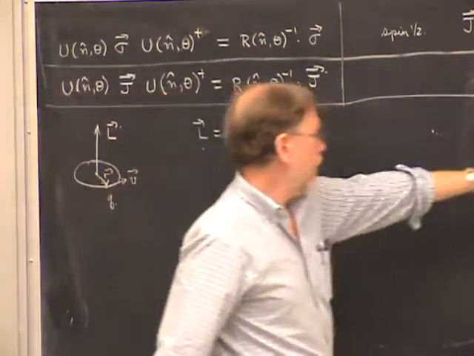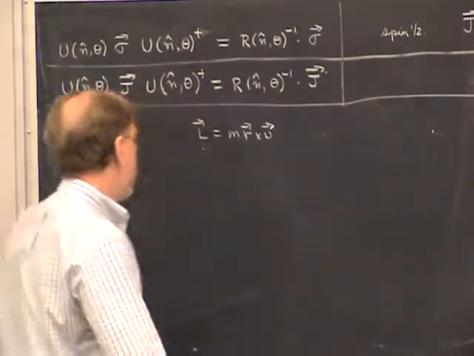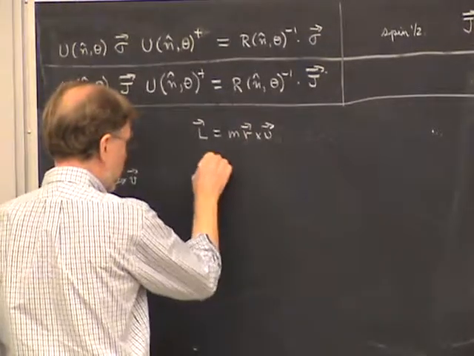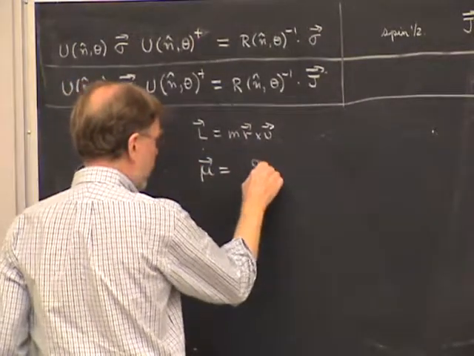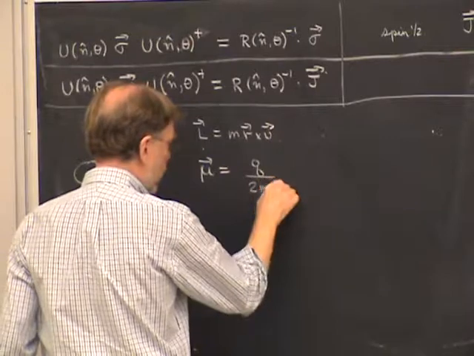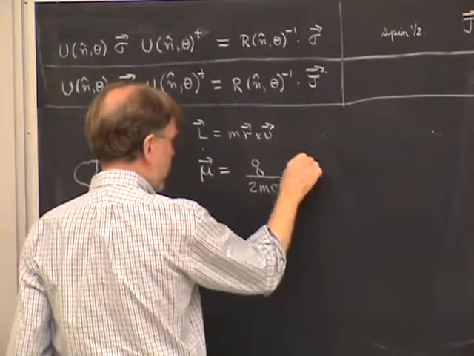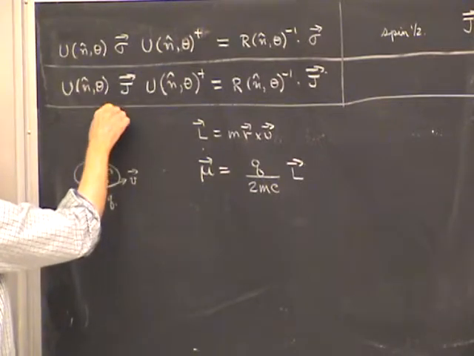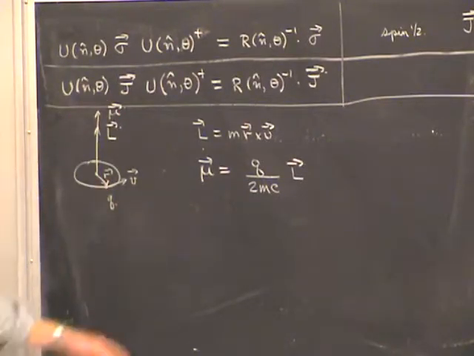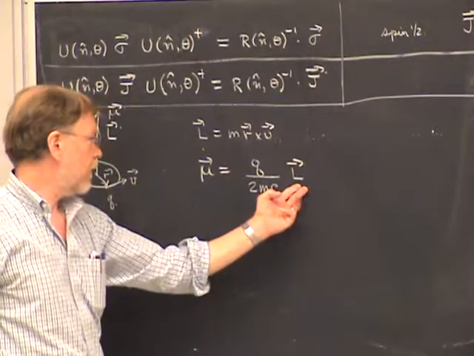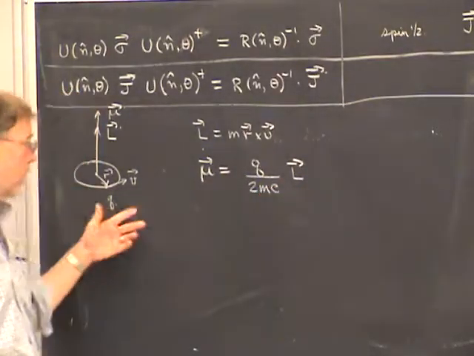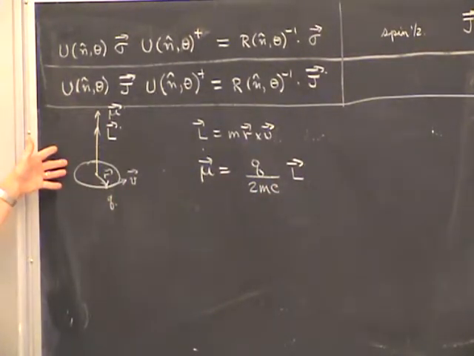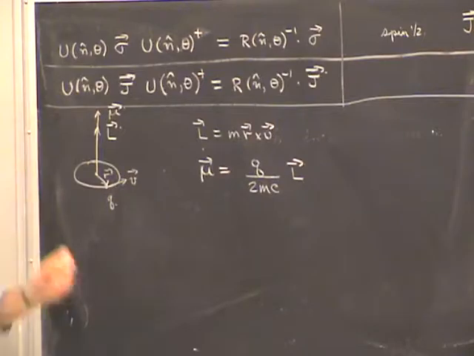And if you use this formula to compute the magnetic moment, you find that it's in the same direction also. And that mu is equal to q over 2mc, charge over twice mc, multiplied by the angular momentum L. So mu is in the same direction like this. So mu and L, the magnetic moment and angular momentum, are in fact proportional in a simple example like this. All right.